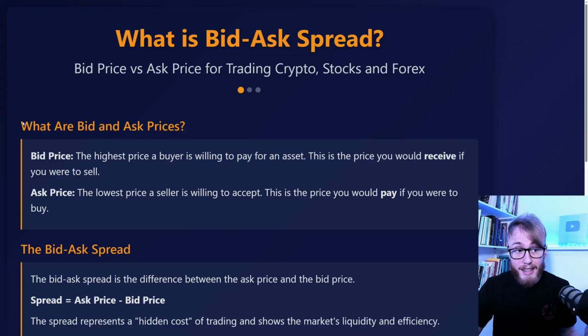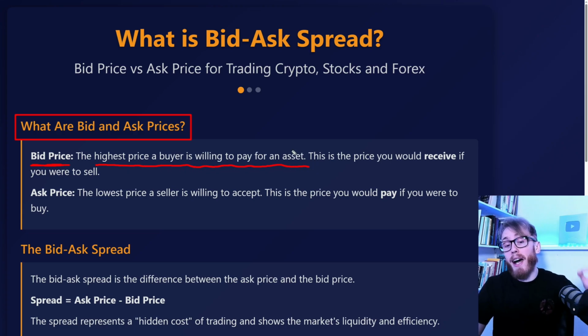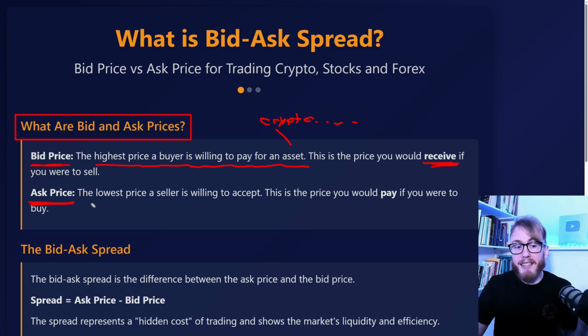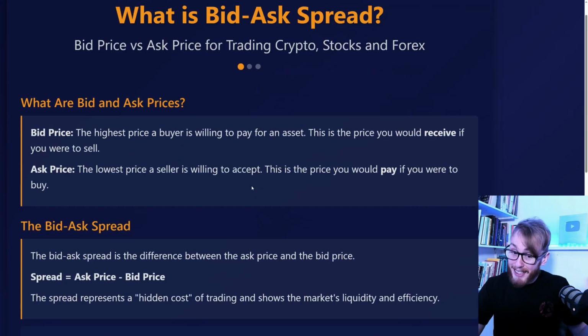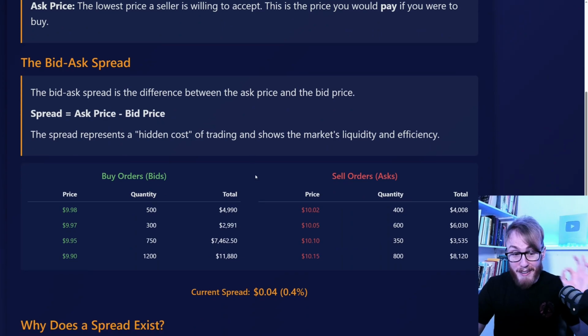But alright, so let's begin here by answering the very important question: what are bid and ask prices? Well, in simple terms, a bid price is basically the highest price a buyer is willing to pay for an asset. And this asset can be, for example, crypto, it can be Forex, it can be stocks. And this is basically the price you would receive if you were to sell. And the ask price is the opposite. That is the lowest price a seller is willing to accept. And this is the price you would have to pay if you were to immediately buy. And if this sounds a little bit complicated, don't worry, it will be very clear soon.